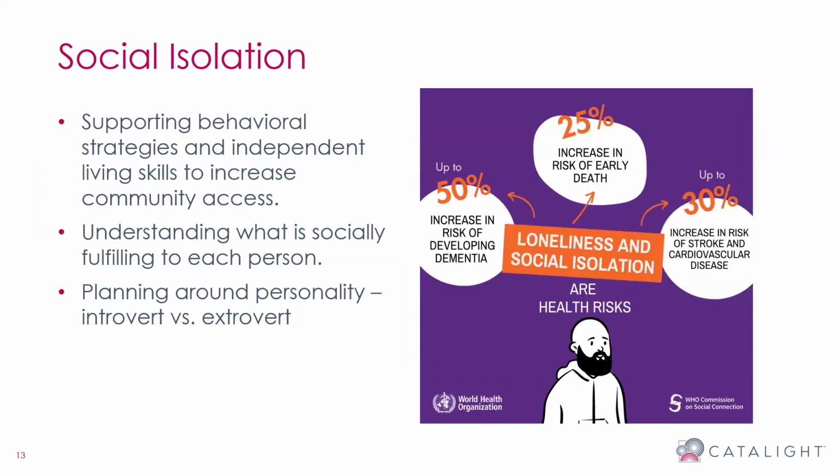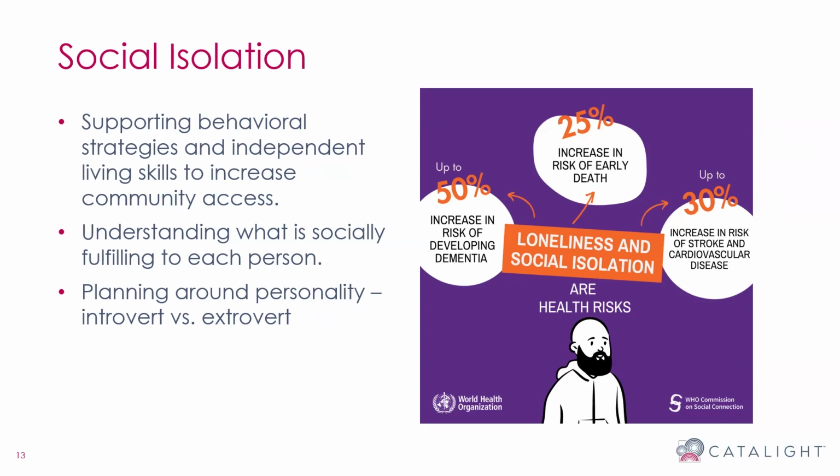The next one is social isolation. So this one really dives into how meaningful social determinants or social drivers of health are, and how it impacts the rest of our health. So just looking at these statistics here, loneliness and social isolation can increase your risk of early death by 25%. Cardiovascular disease, stroke, 30%, dementia, 50%.